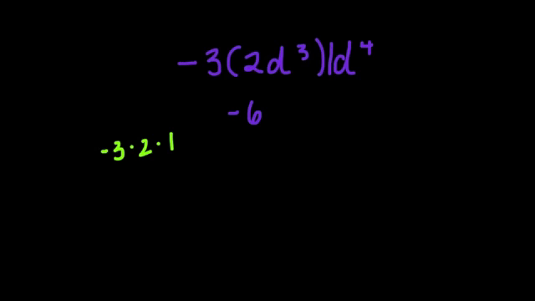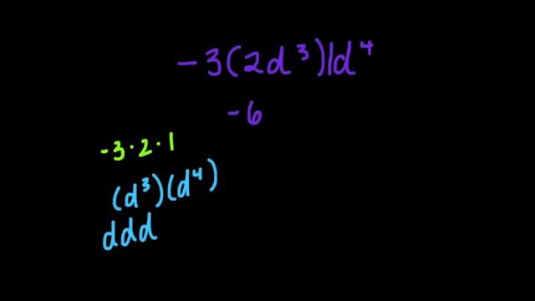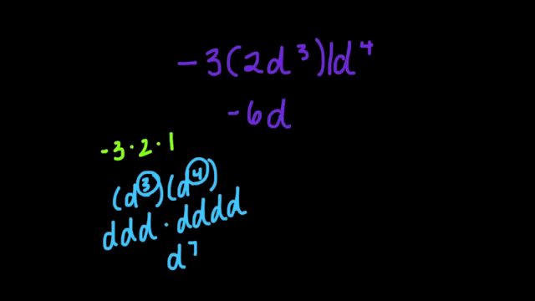And then I can combine my d's. So here we have d to the third times d to the fourth. And again, this is like saying d times d times d times d times d times d times d. So if we add them all together, that would end up with 7 d's, which is really why I combine 3 and 4 and get 7 out of that. So this is negative 6d to the 7th would be the final answer here.